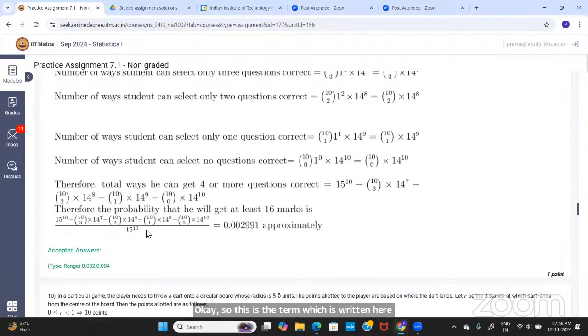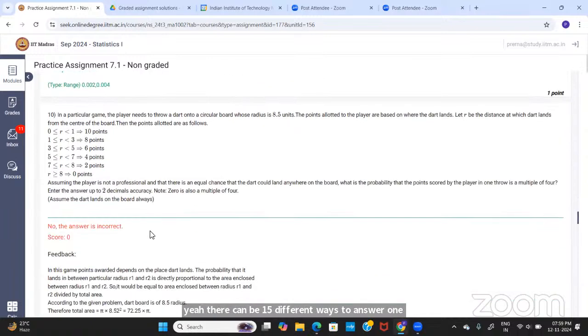Right? 15 to the power 10. For one question, we have 15 possibilities, and for 10 questions, we have the same 15 possibilities, so 15 to the power 10, 15 times 15 times 15. Since we can select the same option for one question and the other question also, there can be 15 different ways to answer one question.